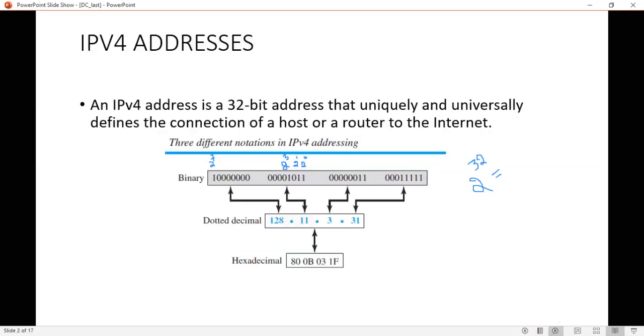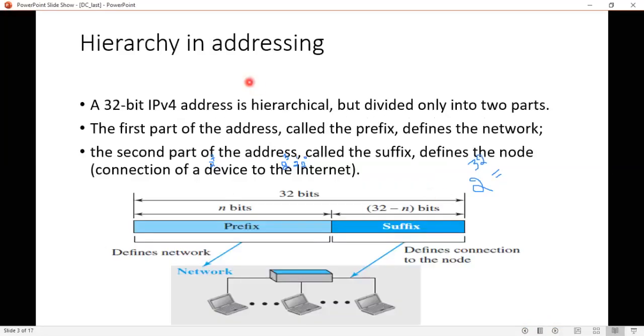Okay, next we will see the hierarchy in addressing. A 32-bit IPv4 address is hierarchical but divided only into two parts. Out of these 32 bits, you will have one prefix, and the rest is the suffix. If I say n bits is the prefix, then 32 minus n bits is the suffix.